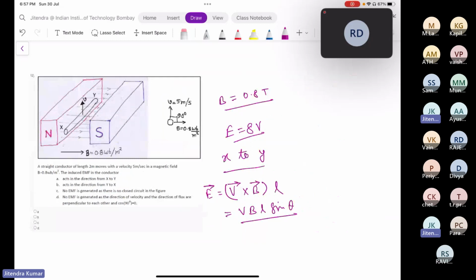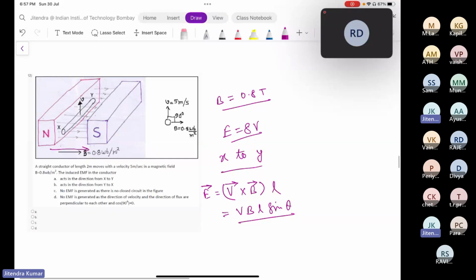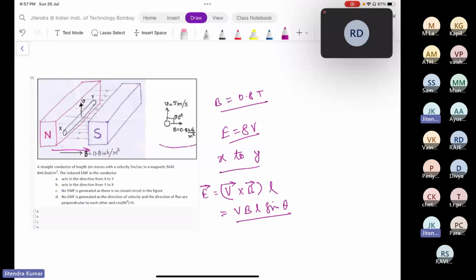See, flux is coming out from the north pole in the air gap from north to south. So this is the direction of flux density or magnetic field, and the conductor is moving upward in the z direction. The angle between V and B is given as 90 degrees. Hence, you can replace sin theta by 1. Now we are left with VBL.